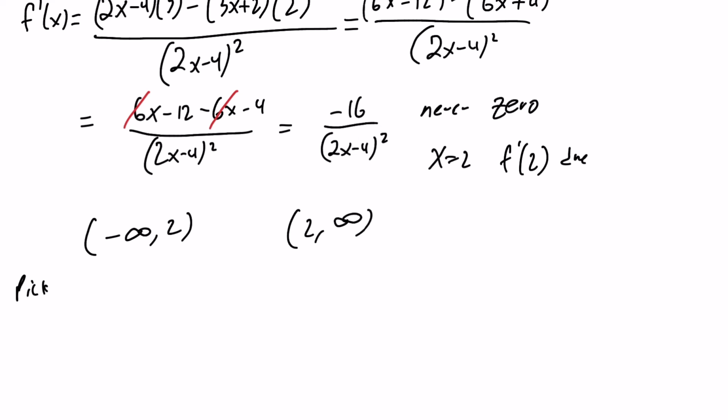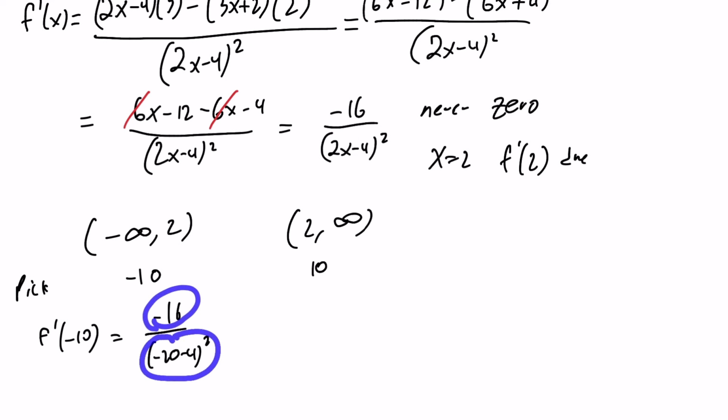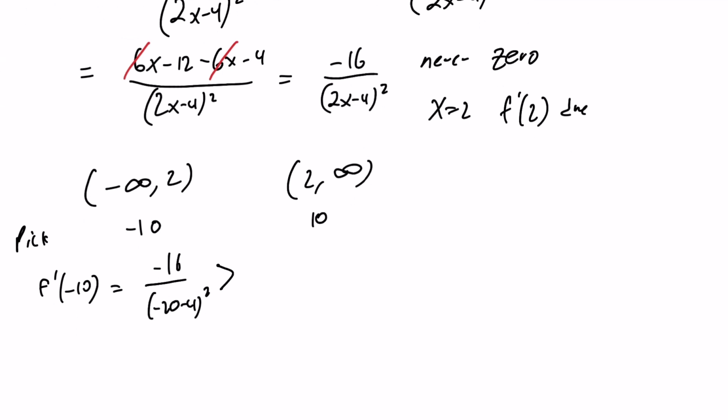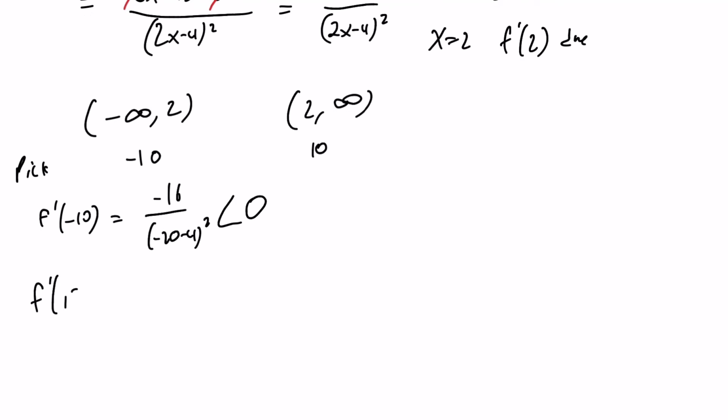We can pick some points. I'll pick minus 10 and 10. F prime of minus 10 is minus 16 over minus 20 minus 4 squared. This is going to be negative because the top is negative, the bottom is positive because we're taking minus 24 and squaring it, we're getting something positive. So we have a negative divided by a positive. That's going to give us a negative value. And then f prime of 10 is minus 16 over 20 minus 4 squared. For the same reasoning, this is also negative.